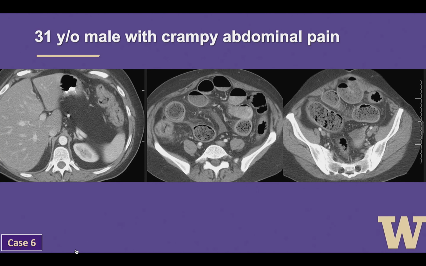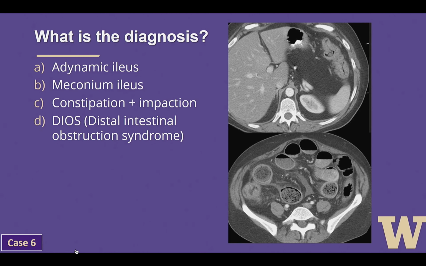Case 6 is a 31-year-old male with crampy abdominal pain. Again, 3 CT images here to look at. So the question is, what is the diagnosis? Adynamic ileus, meconium ileus, constipation plus an impaction, or distal intestinal obstruction syndrome.